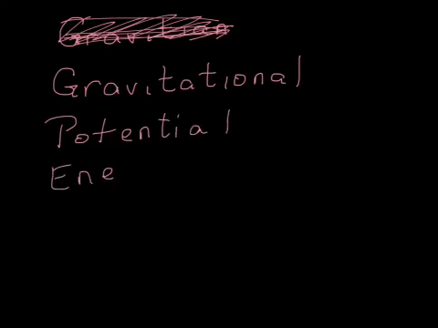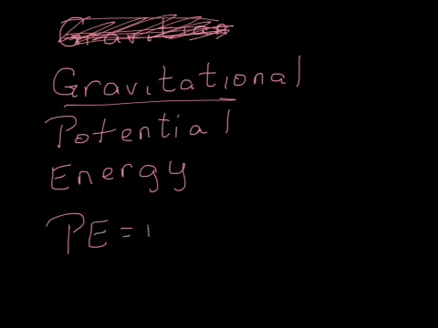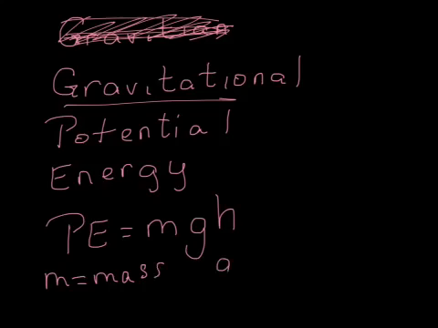So that means it has to do also with something with gravity. And the formula for potential energy is mass times gravity times height, mgh, where m is mass, g is gravity, and h is height.